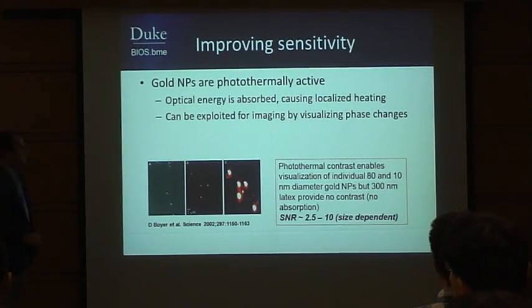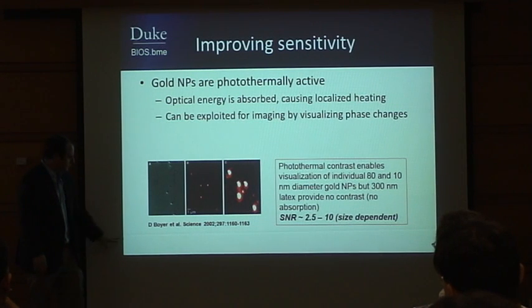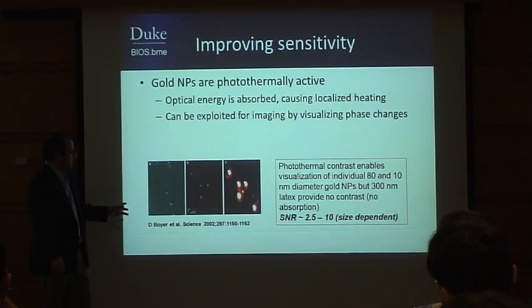So one way you can go after nanoparticles is by taking advantage of their photothermal nature. If you hit these nanoparticles with a pulse, they actually heat up very quickly, but very locally. And if I'm looking with a phase microscope, I can see those. This is something that we invented. Boyer did this back in 2002. In this example, this is able to visualize 80 and 10 nanometer gold nanoparticles, but the latex one had no contrast.